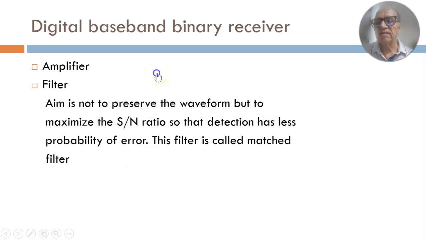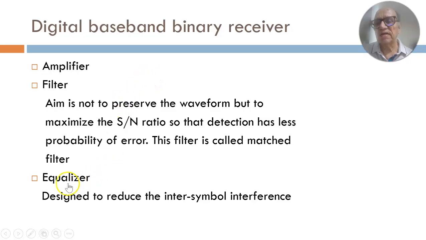Then you again require one more filter as in the analog case, the equalizer filter. But in this case, again, our objective is not to get the original waveform, but to reduce the inter-symbol interference, which we had mentioned in one of our earlier lectures. And inter-symbol interference simply means that the tail of the previous symbol can interfere with the detection of the current symbol. That is called the inter-symbol interference. And the equalizer filter is so designed that the ISI is minimized.